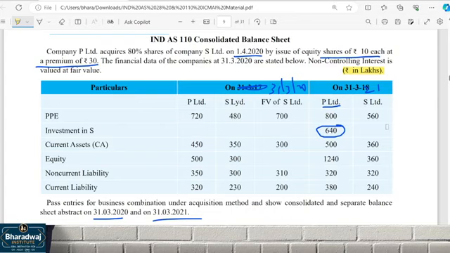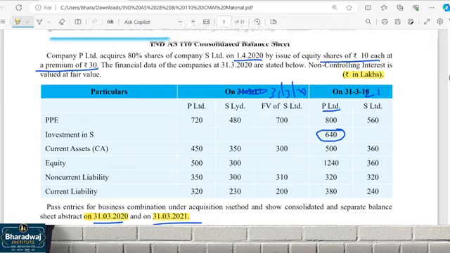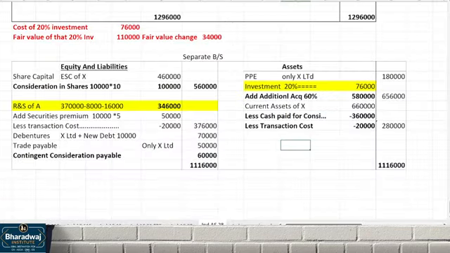They ask you to prepare both consolidated and separate balance sheets 2 times. 31/3/2020 கேட்டிருக்காங்க as well as what? 31/3/2021 கேட்டிருக்காங்க. Both are asked. At the beginning of the year as well as what? At the end of the year. They've asked to show consolidated and which one? Separate balance sheet கேட்டிருக்காங்க.